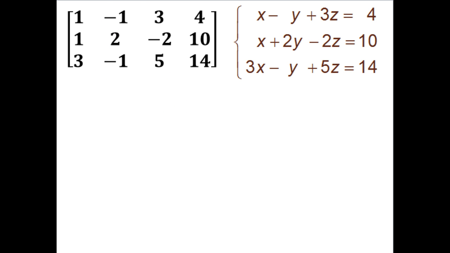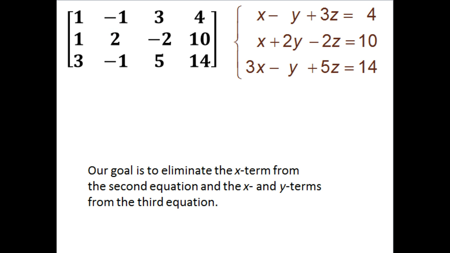Now, our goal when we're dealing with this matrix is essentially to eliminate the x term for the second equation. In other words, eliminate this one, make this a 0, and eliminate the x and the y terms, both these two here, making both of those zeros in the third equation. If we can do that, then we automatically will find out what z is. So imagine getting rid of this x here and getting rid of the x and the y, then we know what z is, and then we can back substitute to find out what our other values are.